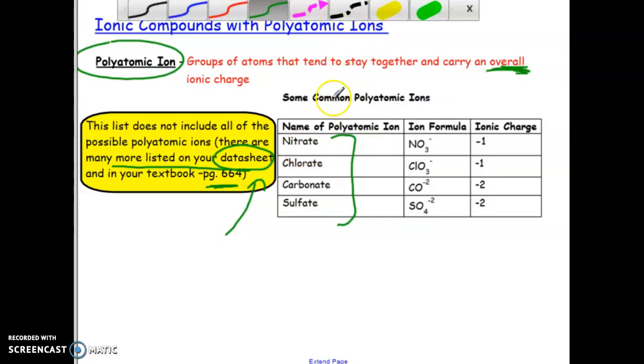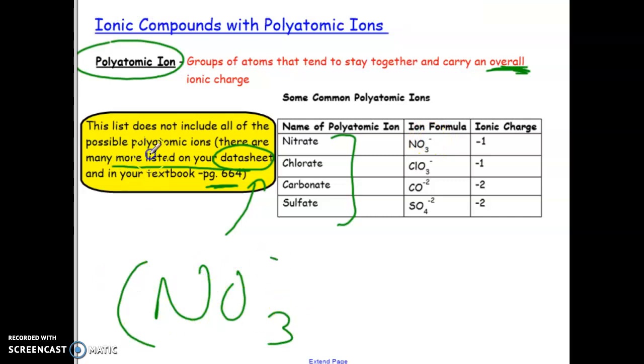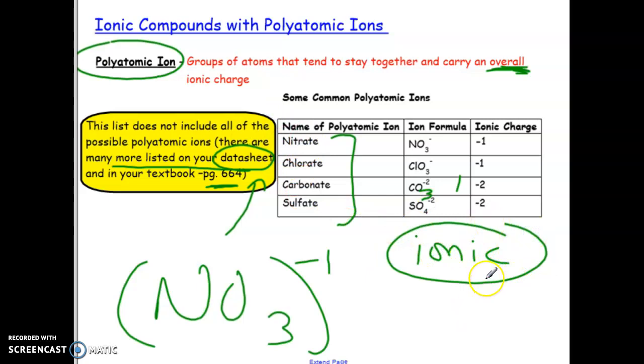Here are some examples. We have nitrate, which is NO3 -1. So that means this entire little cluster of 1 nitrogen and 3 oxygens has a -1 charge, right? Chlorate, ClO3 -1. Carbonate, there should actually be a 3 here. It's CO3 -2, has a charge of -2. Sulfate, SO4 -2. Now, when you're working with these in a compound, they are done in the same way as ionic compounds, meaning you still have to use the crisscross rule when you're writing out the formulas.